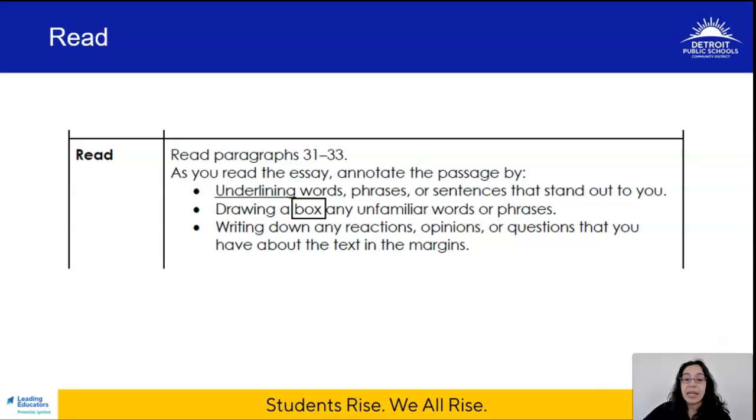Okay, so like I mentioned, today you'll be reading paragraphs 31 through 33, and since this is your first time reading those paragraphs, you'll be using your usual first reading annotation routine. So specifically, as you read, I want you to annotate the passage by underlining words, phrases, or sentences that stand out to you, drawing a box around any unfamiliar words or phrases, and writing down any reactions you have in the margins of the text. You can pause the video to do your first reading now.